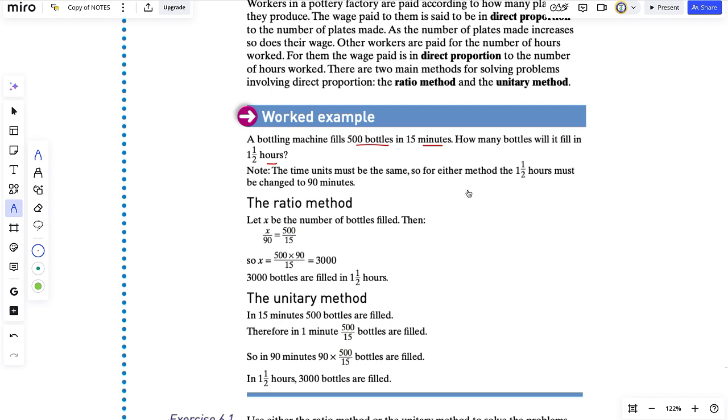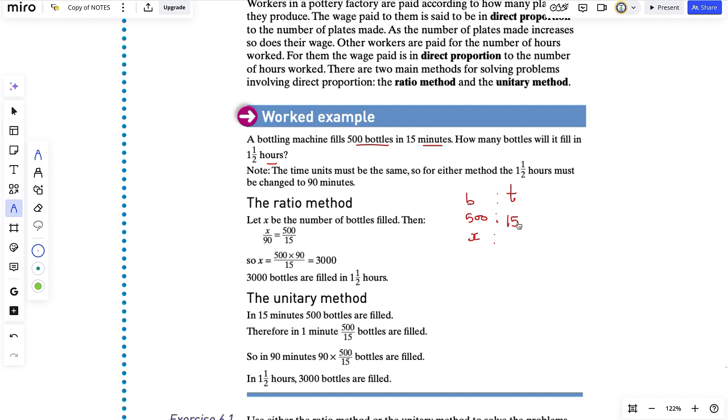Under the ratio method, we're going to make a ratio of the two quantities. First one is bottle and time, so I will make a ratio of B and T. The machine makes 500 bottles in 15 minutes. Then they ask how many bottles it makes in 1.5 hours. We don't know the number of bottles, so we can call it X. We're going to find it.